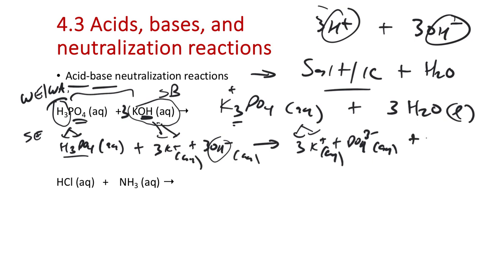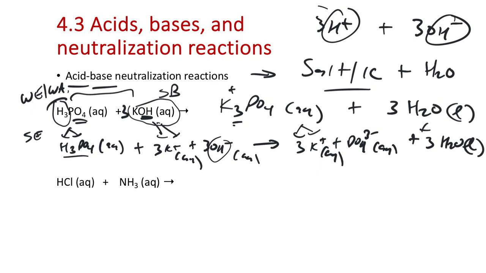And then we get our 3 waters. Water is not an electrolyte, so we leave water intact as H2O liquid. So water is not a strong electrolyte. So the thought is I ionize in my equation the strong electrolytes. Everything else, weak electrolytes or non-electrolytes, I leave intact in their molecular form.